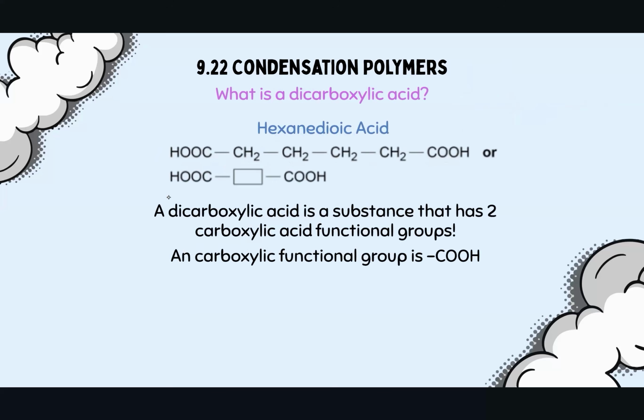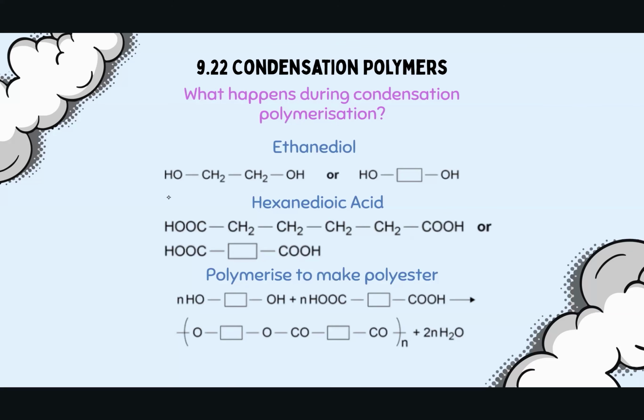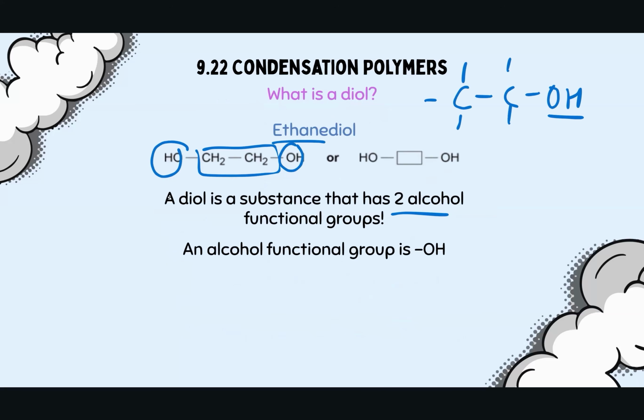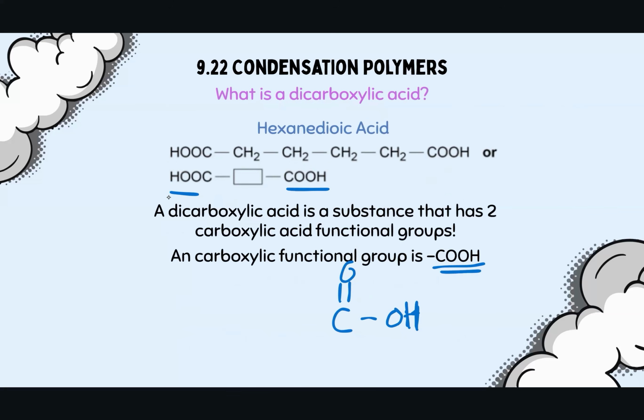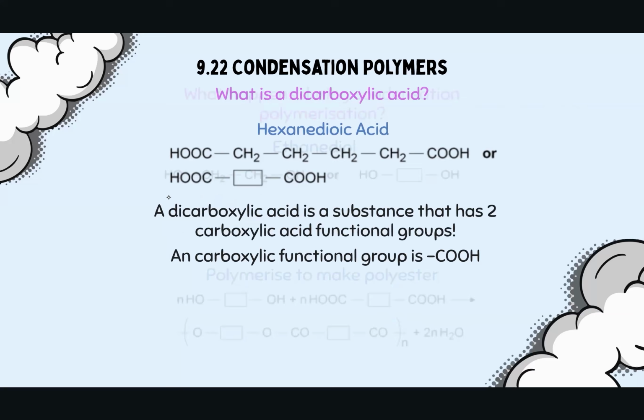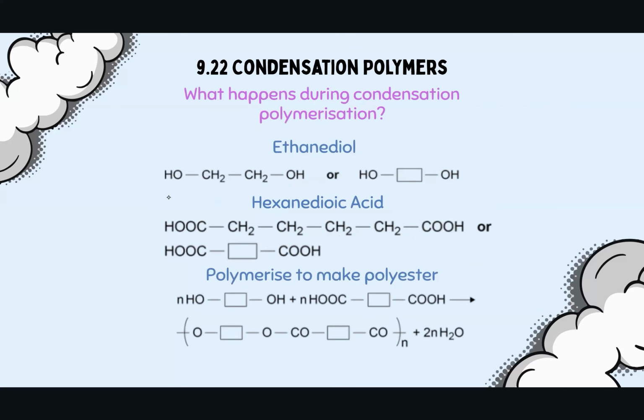A dicarboxylic acid just means it has two carboxylic groups, as you can see here. Because carboxylic acid looks like this, COOH. So what happens during condensation polymerization? If you have a diol group and you have a hexane dioic group, you've got one that has a functional group of an alcohol and one with a functional group of a carboxylic acid. They can combine to make an ester.